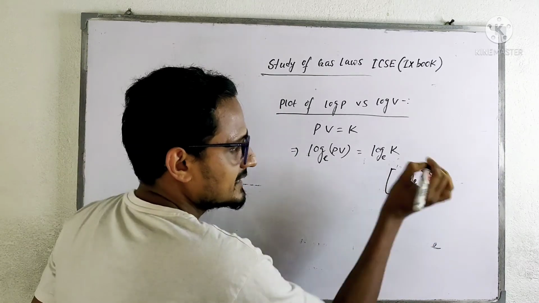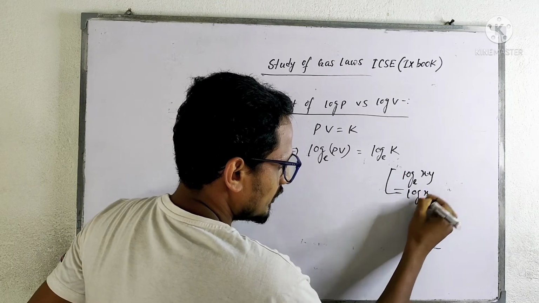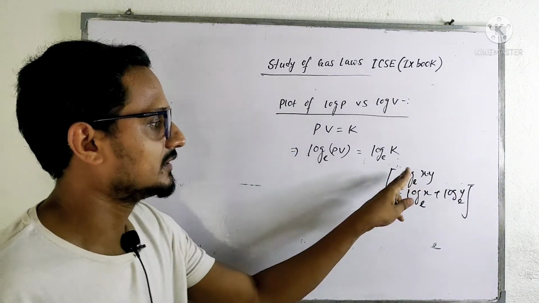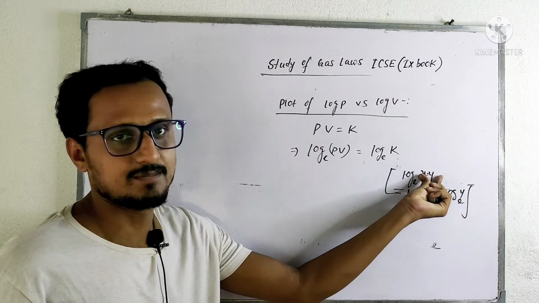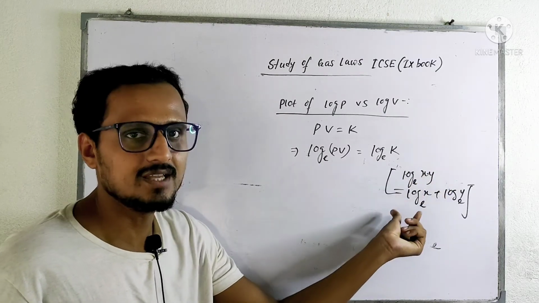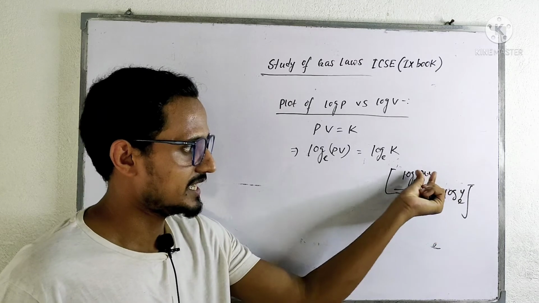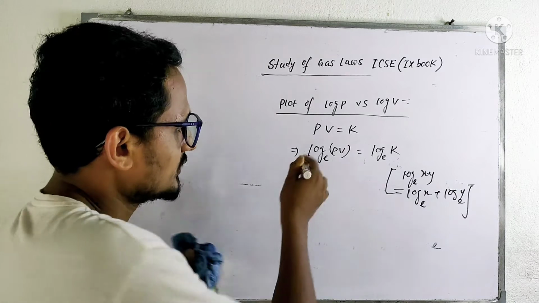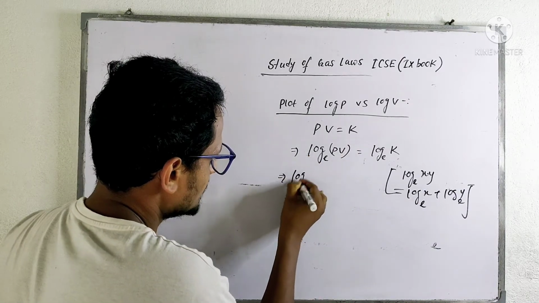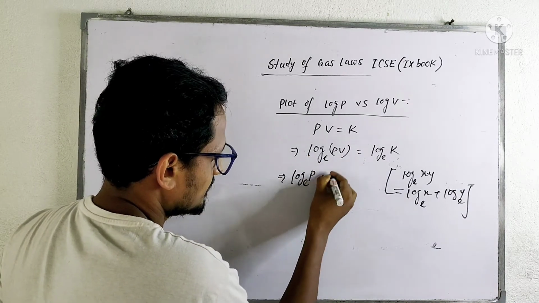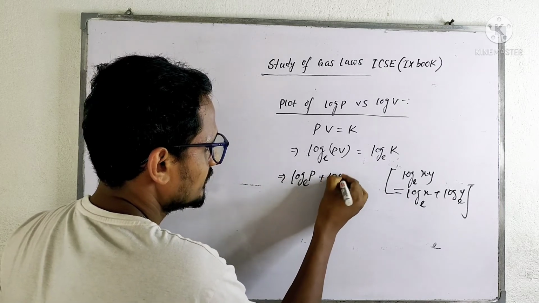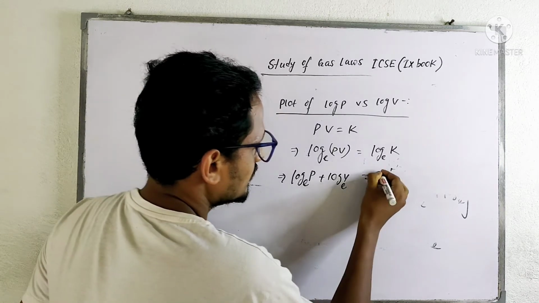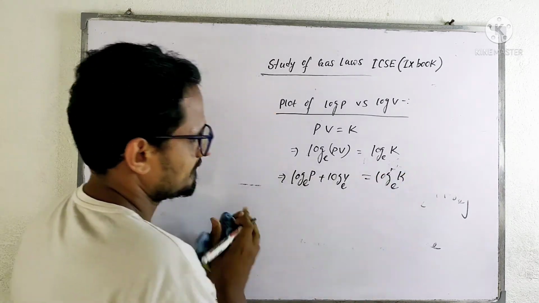Let me clear you one formula of log to the base e of xy. Log of x into y is log x plus log y. Very easy. If any product, that means multiplication, is under the log, it will be a sum, log x plus log y. So here also we get log P plus log V to the base e, and it equals log K to the base e.